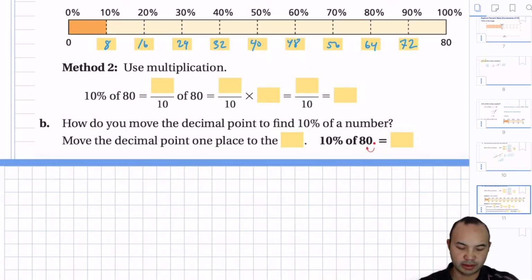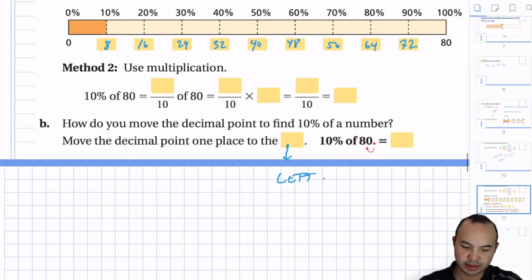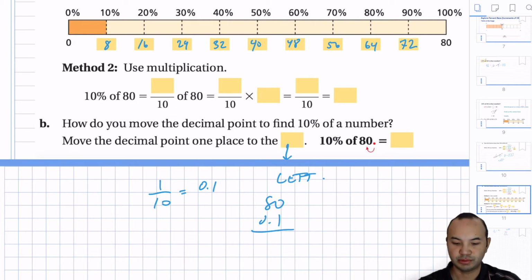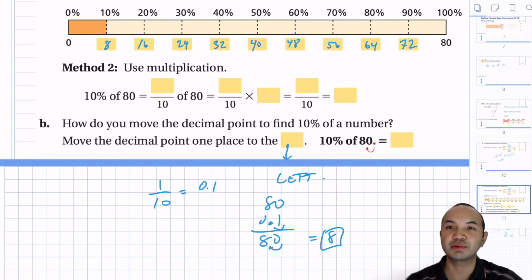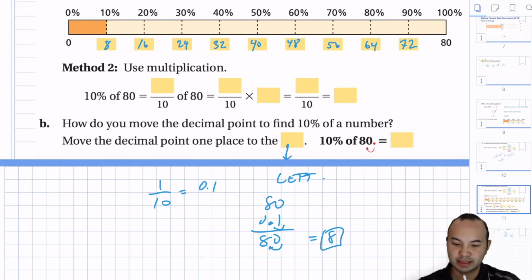Okay, so another way of doing this, well, it says, how do you move the decimal point to find 10% of a number? Well, move the decimal point one place to the left. So 10% of 80, you just move the decimal place over to the left once, because since we already said 10% was the same as multiplying by 1/10, right? 1/10 is like multiplying by 0.1. If you multiply 80 by 0.1, the digits stay the same. You have 80, but since there's one decimal place here, you move it one place to the left. You get 8. So that's why you're moving it one place to the left. If it's 10% of anything, you move the decimal point one place to the left. That's like a very quick shortcut.